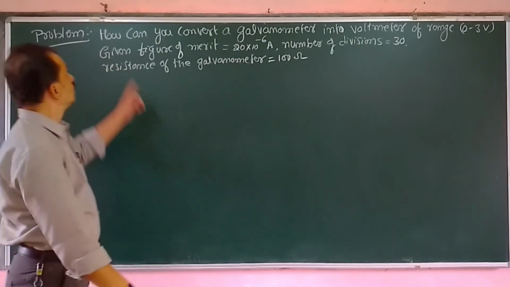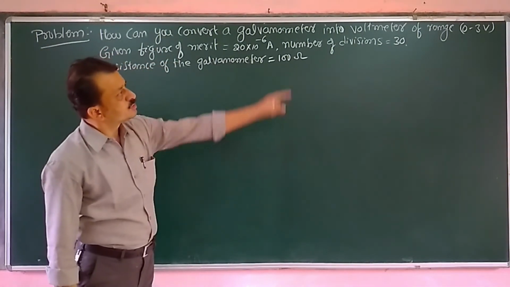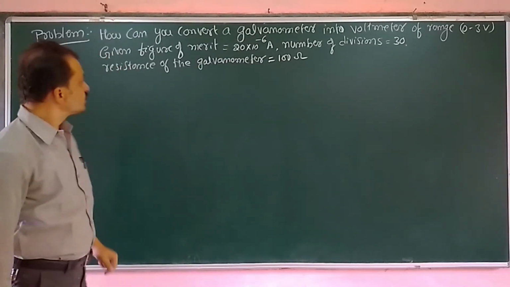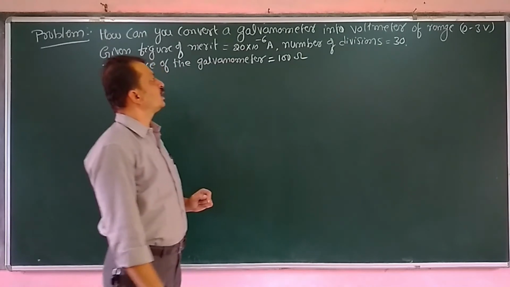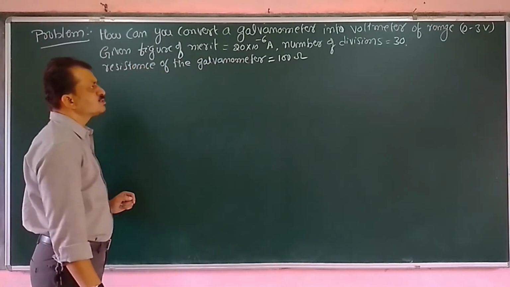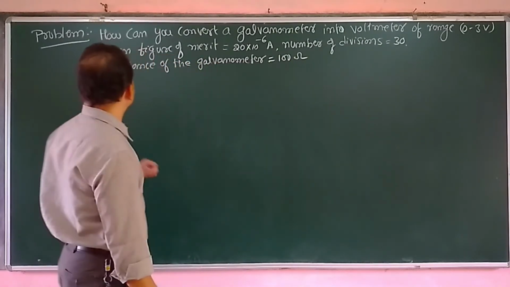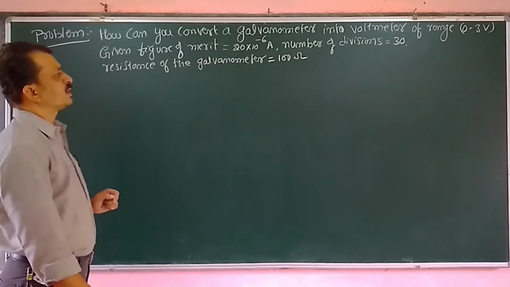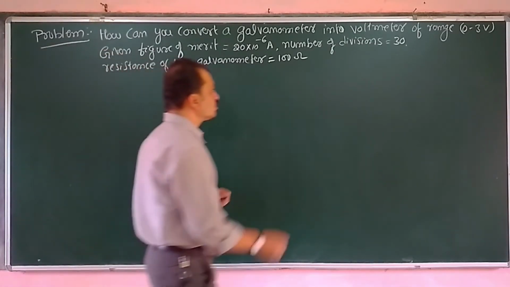One more problem. How can you convert a galvanometer into a voltmeter of range 0 to 3 volts? Given figure of merit of the galvanometer 20 into 10 to the power of minus 6 amps. Number of divisions in the galvanometer 30. Resistance of the galvanometer is 100 ohm.